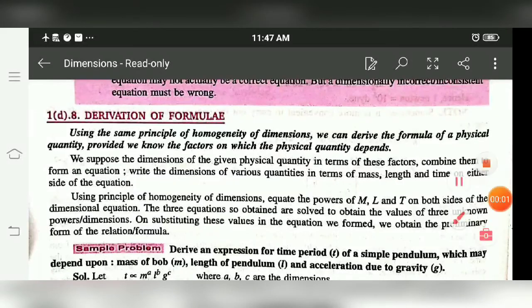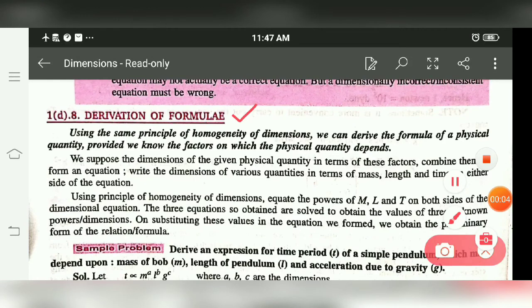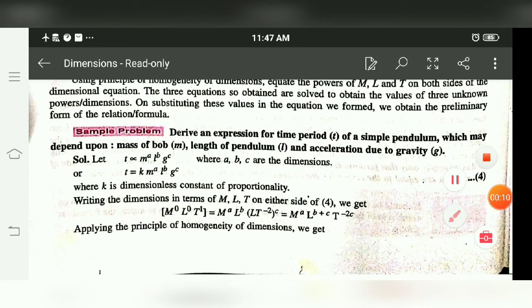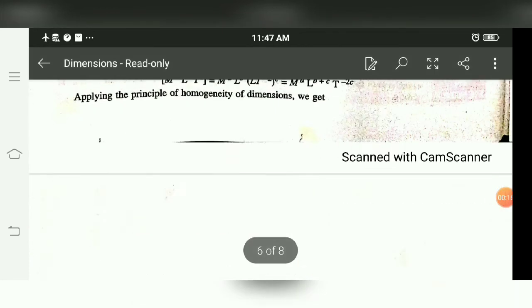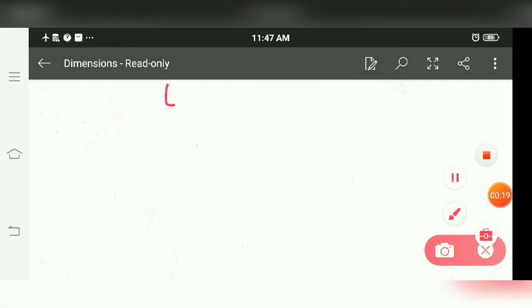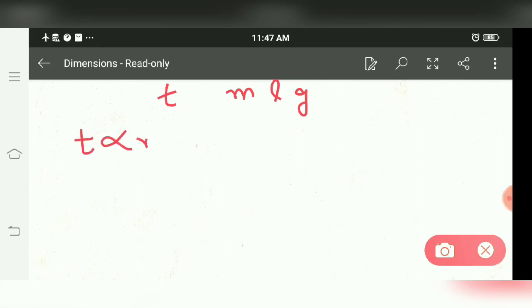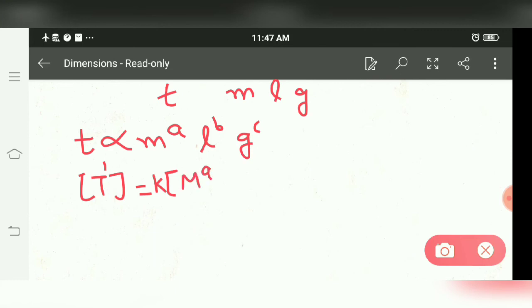Now the third application is to derive a formula. To derive a formula, let's do an example here. Suppose we have to derive the expression of time period, which may depend upon mass, length and acceleration due to gravity. So we know T depends upon mass, length and acceleration. So we simply write T is directly proportional to m raised to power a, l raised to power b, g raised to power c. Now writing the dimension on both sides, T dimension is capital T raised to power 1 equals some constant k, mass raised to power a, dimension of l is capital L, and dimension of g.